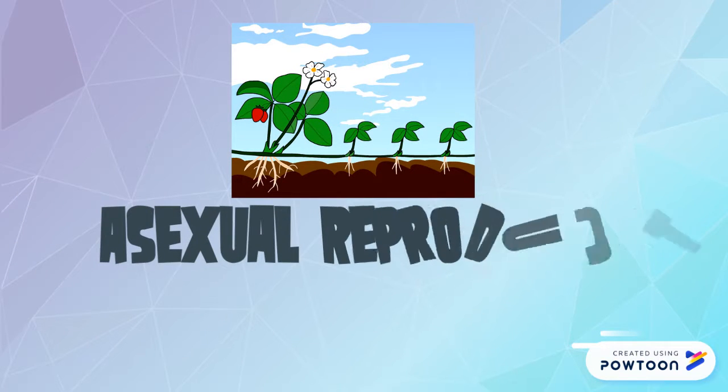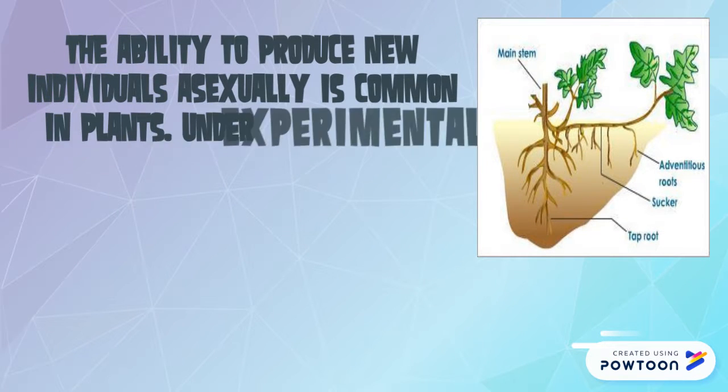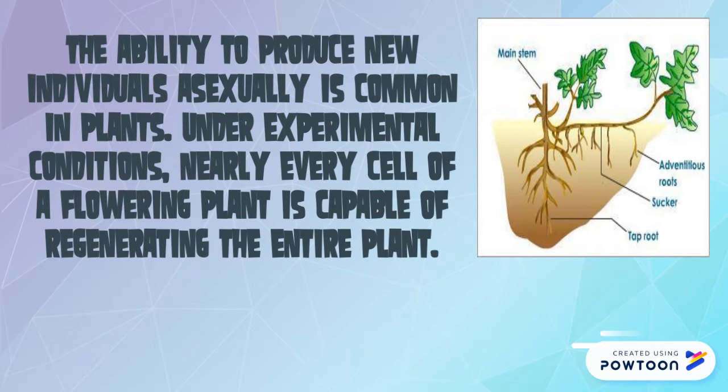Asexual reproduction. The ability to produce new individuals asexually is common in plants. Under experimental conditions, nearly every cell of a flowering plant is capable of regenerating the entire plant.